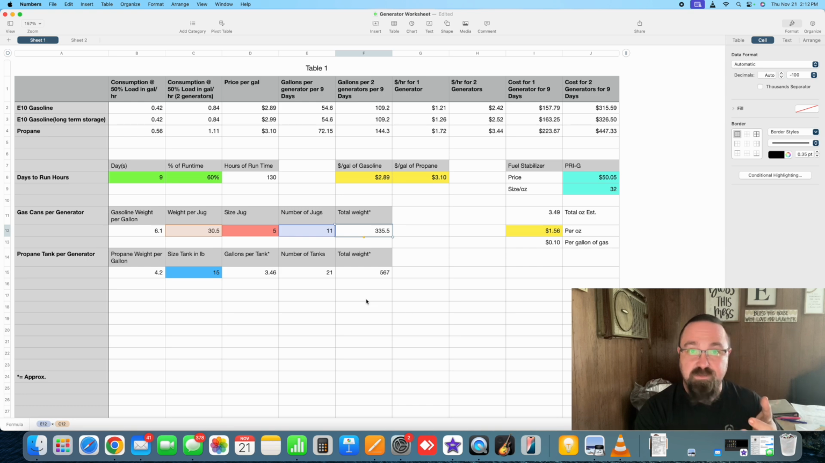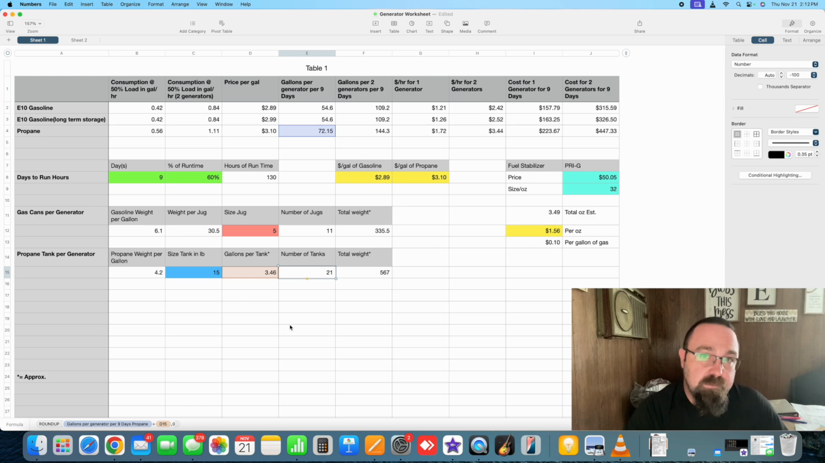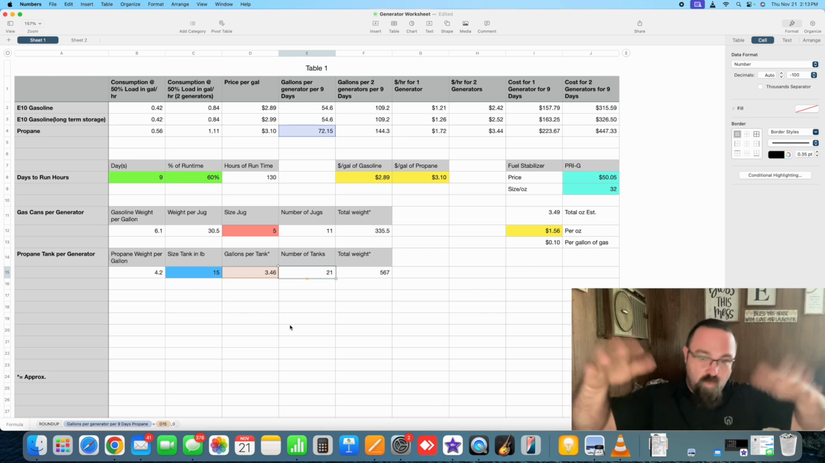You got to think about how strong you are. Are you going to be able to move 300 pounds of gasoline at a time? You know, those are all useful things to know. Look at this. For the propane, 21 cylinders of propane, the Walmart cylinders. That's a whole rack. That's more than a whole rack, more than the whole cage.